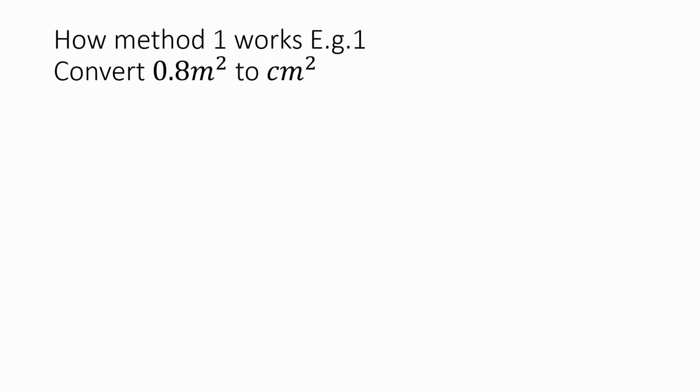So let's say we need to convert from 0.8 meters squared to centimeters squared. Now first, we know better than to say centimeters squared, but rather centimeters all squared, or centi squared meters squared, which is equal to 10 to the minus 2 squared, or 10 to the minus 4 meters squared.